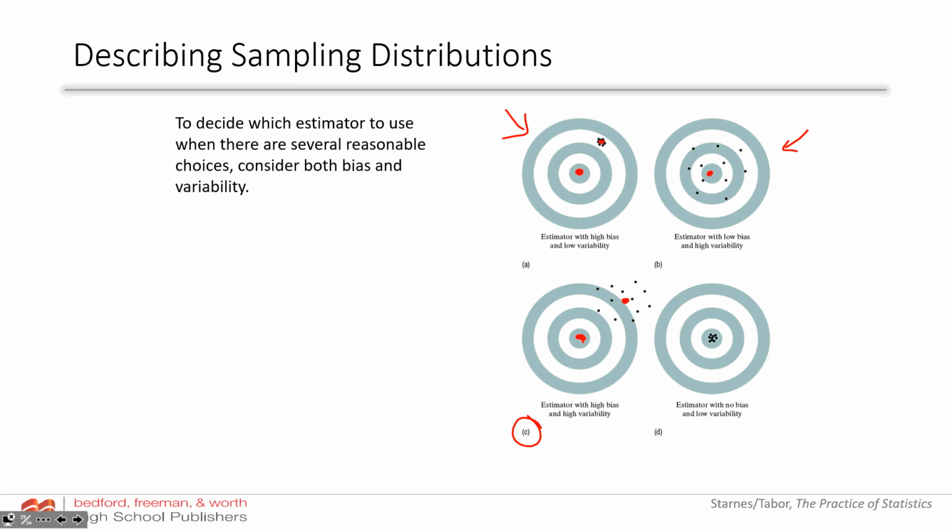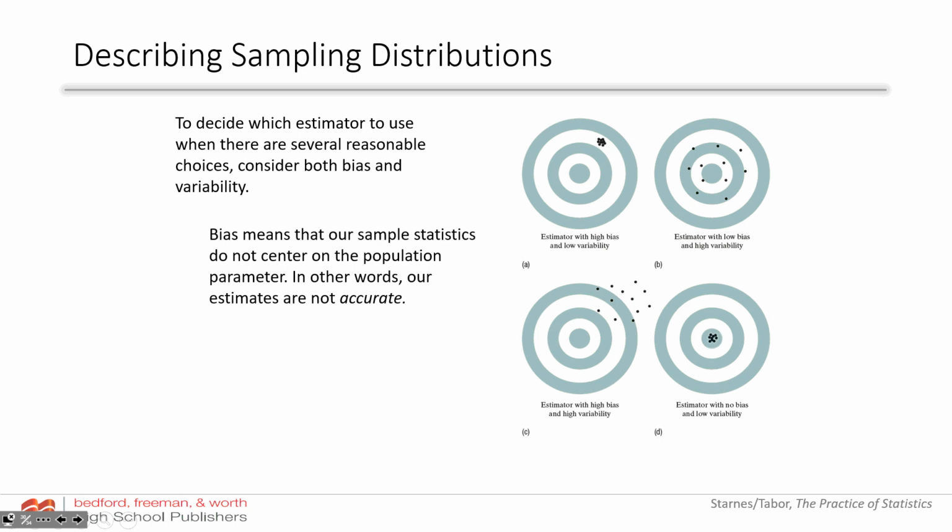What do we want? We want to be as consistent as possible when we sample, but we also want our sample to be accurate. We want it to be unbiased. So in part D here, if the population value is the center of the target, those black dots are the sample values. They're pretty consistent, so they have low variability, and they're also centered right at that bullseye, so they don't have a whole lot of bias either. And that's our main objective. We want an estimator with low bias or no bias and low variability.